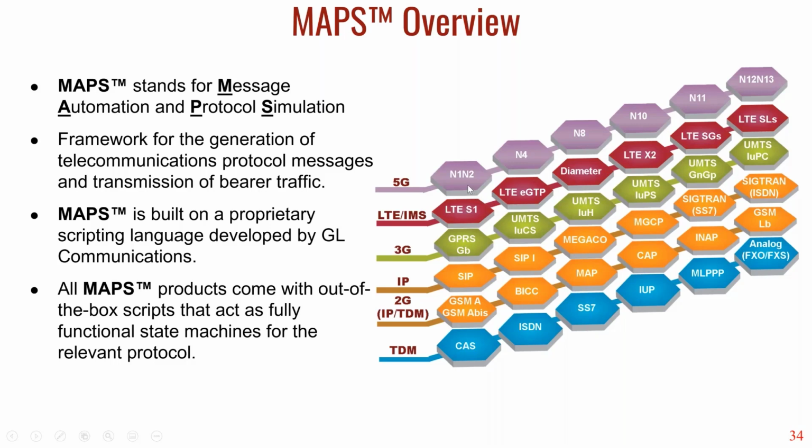With this framework, we could emulate all the protocols from legacy TDM networks to 2G, 3G, LTE, and IMS. The same framework is used across all the telecommunication technologies. Here MAPS is a built-in proprietary scripting language which is developed by us. All of the MAPS products come with ready-made scripts which make the testing faster, and the scripts are equipped to run a functional state machine of the node functionality.